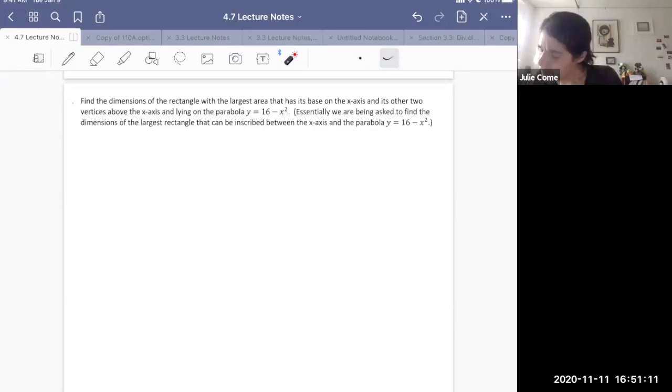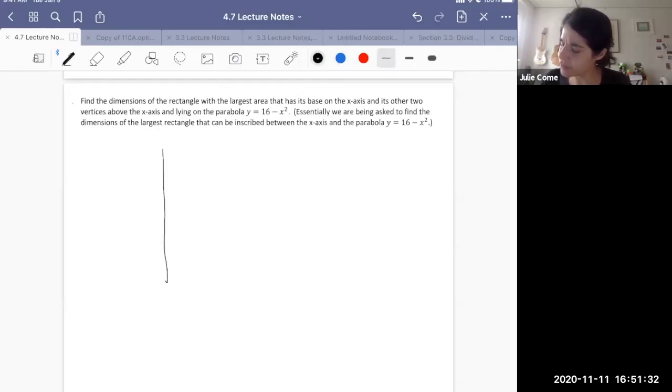Essentially, we're being asked to find the dimensions of the largest rectangle that can be inscribed between the x-axis and the parabola 16 minus x squared. Well, maybe it would help to start by sketching that parabola. Now, let's see. I know the parabola 16 minus x squared is a downward facing parabola because it's the same thing as y equals negative x squared plus 16.